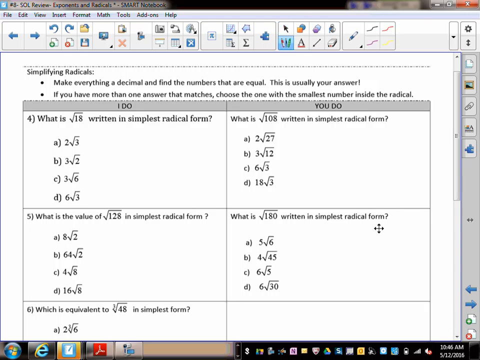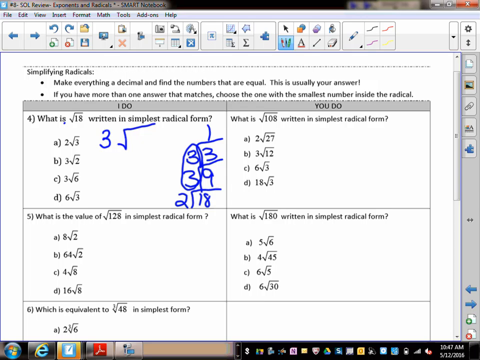Alright, what is square root of 18 written in simplest radical form? Can 2 go into it? Yes. 9. What goes into 9? 3. 3 goes into 3 one time. Alright, it's a square root, so we have to have groups of 2. There's a group of 2. So that's going to come in front. Can anything else come in front? Nope. So we have to put everything else that's left underneath.